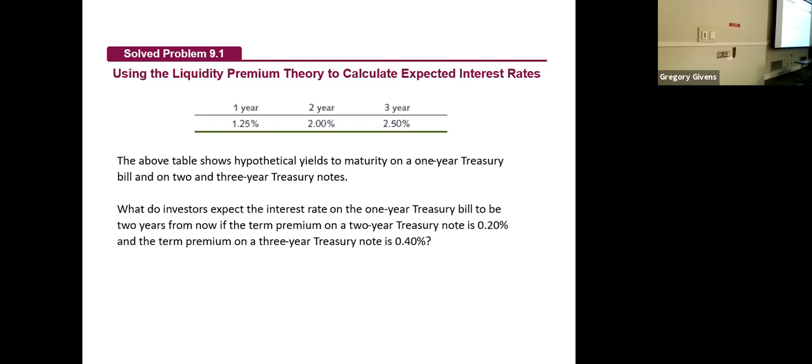What do investors expect the interest rate on a 1-year Treasury bill to be 2 years from now, if the term premium on a 2-year note is 0.2% and the term premium on a 3-year note is 0.4%? Why don't you guys take 4 or 5 minutes to work that one out and see if you can tell me what the interest rate on a 1-year Treasury bill is expected to be 2 years from now, given that this is what the yield curve looks like and that this is what the term premiums look like.